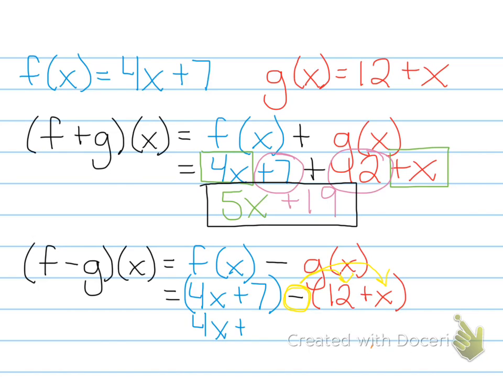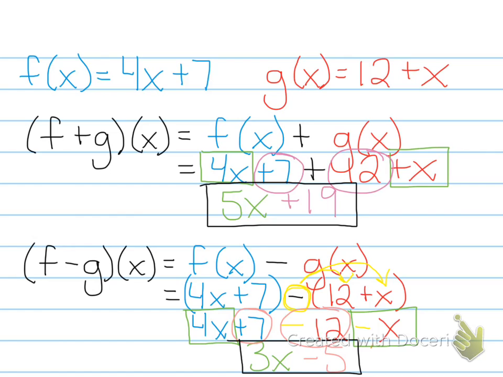So really what that looks like is 4x plus 7 minus 12 minus x. Then we can combine the like terms, so 4x minus x gives me 3x, and then 7 minus 12 is now minus 5. So final answer for f minus g of x is 3x minus 5. Okay? So that's adding and subtracting. Not that big a deal.